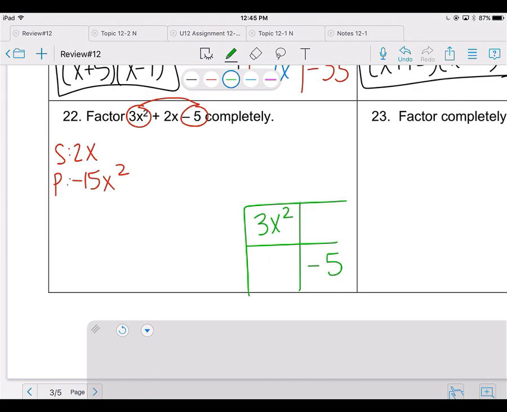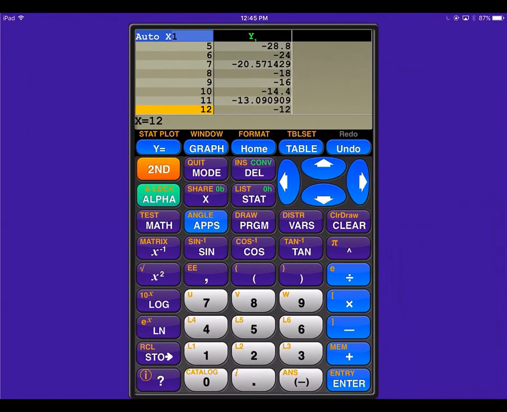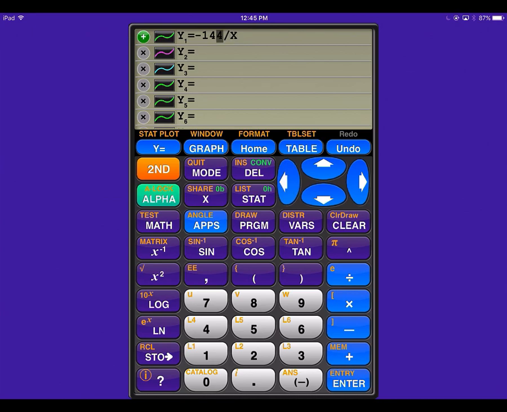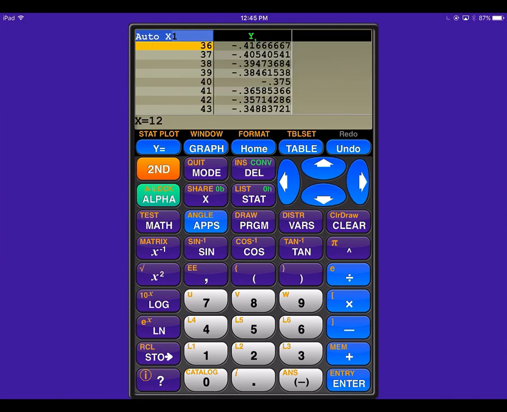I still plug in my product into y equals. I'm still looking for two numbers that multiply to negative 15x and add to a positive 2. Still only looking at whole numbers. That would give me a negative 2. So how about the other way? 5 and negative 3.